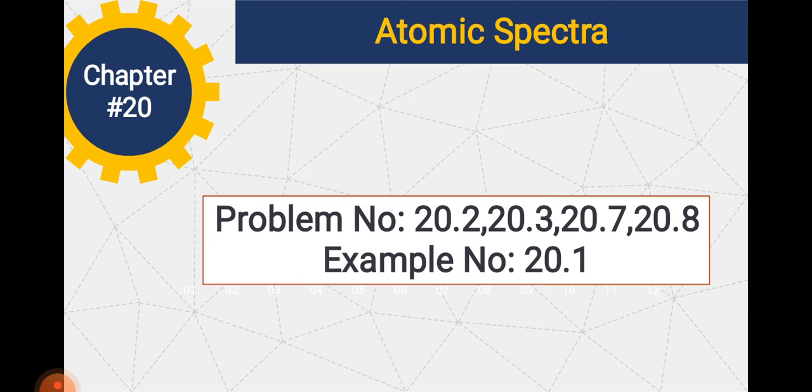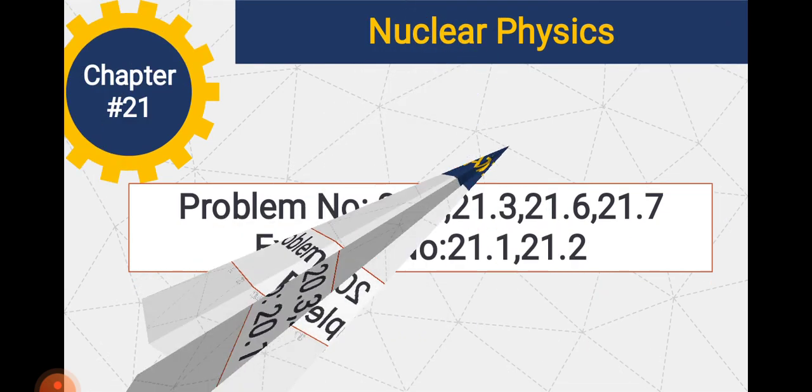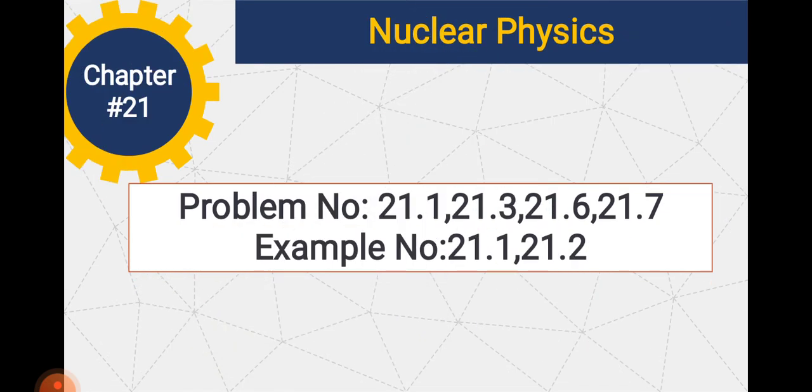And now chapter number 21, which is the last chapter of our second year physics, which is about nuclear physics. In this chapter there are some problems like 21.1, 3, 6 and 7. These numerical problems are important from the paper point of view, and the examples are 21.1 and 2. These two examples are mostly important and can be asked in the paper.